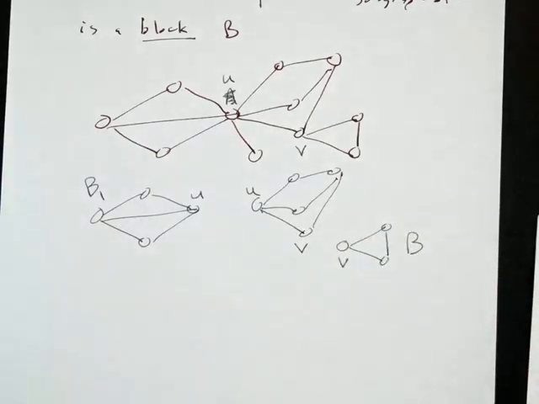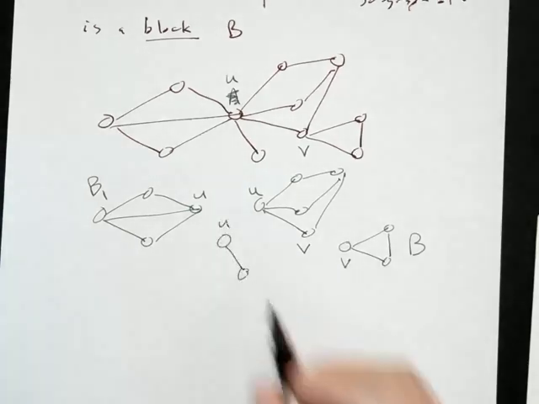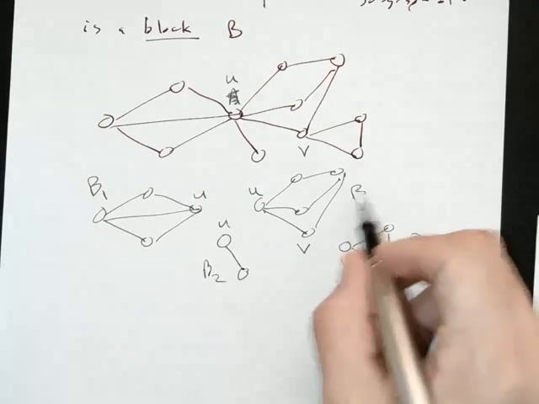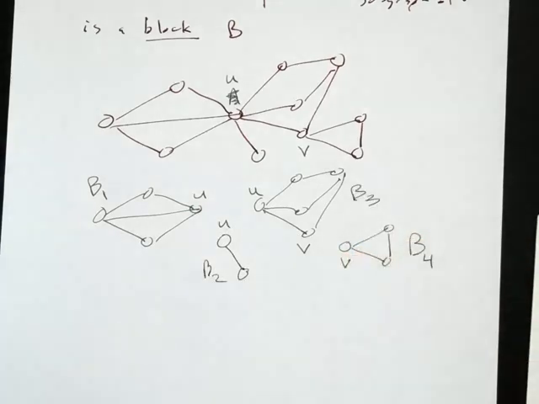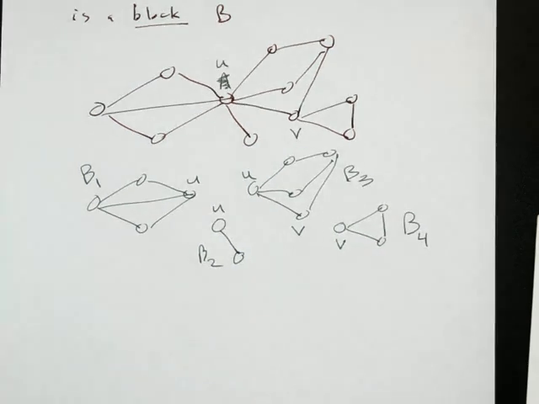Notice each block contains a copy of the cut vertex it is adjacent or incident upon. There's one more block. Bridge. Fourth. And in some sense, you've seen this before.